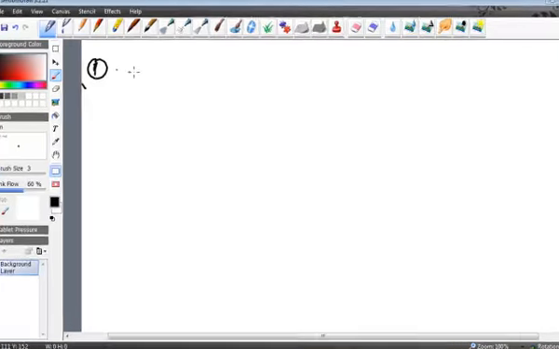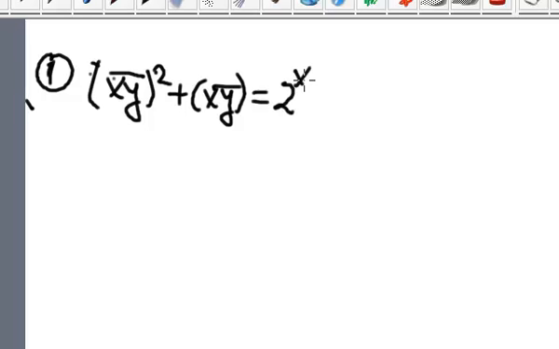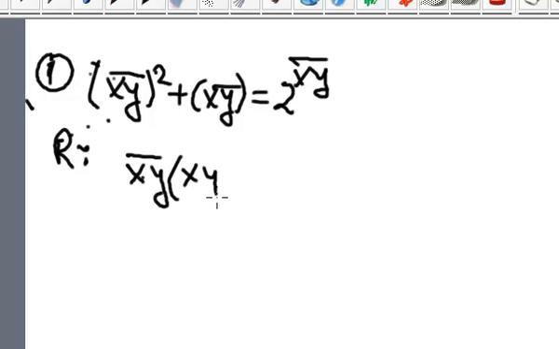This problem asks you to solve the equation (xy)^2 + xy = 2^(xy). The most approachable idea is to take the common factor xy, giving xy times (xy + 1), which equals 2^(xy).